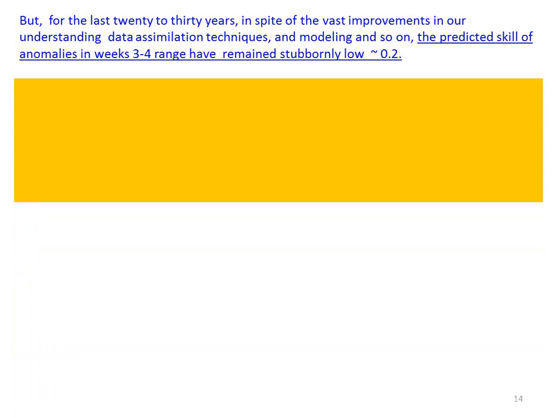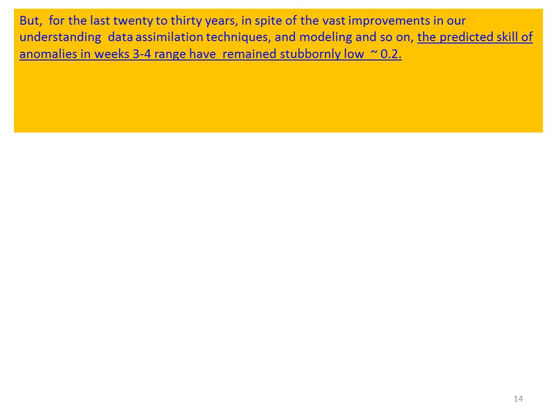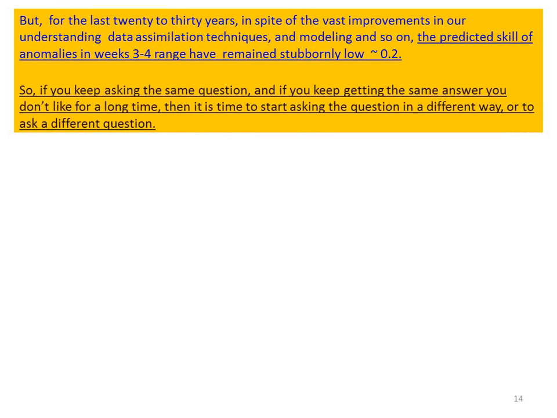For the last 20 to 30 years, in spite of the vast improvement in our understanding and data assimilation techniques and modeling and so on, the predicted scale of anomalies in the week 3 to 4 range have remained stubbornly low. So if you keep asking the same question, and if you keep getting the same answer you don't like for a long time, then it's time to start asking a question in a different way, or to start asking a different question at least.